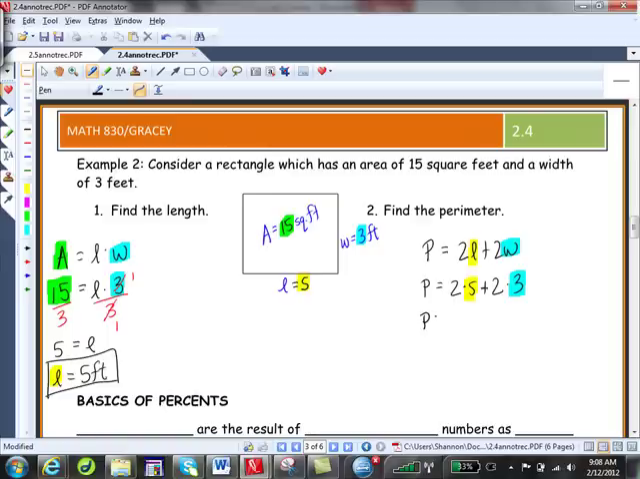So now we got the perimeter is 10 plus 6. The perimeter is 16. And what kind of units is that in? Good, linear units, so 16 feet. Okay.